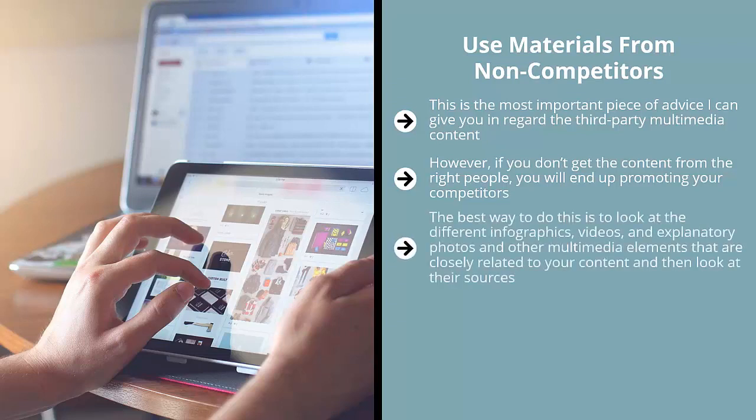The best way to do this is to look at the different infographics, videos, explanatory photos and other multimedia elements that are closely related to your content, and then look at their sources. Are they directly competing with you, or are they a general knowledge site that is basically just monetized by AdSense, or are they a nonprofit? If they're the latter, they're probably not competitors. They're not pushing a particular product. They're not doing a hard sell. So use their content and attribute to them.